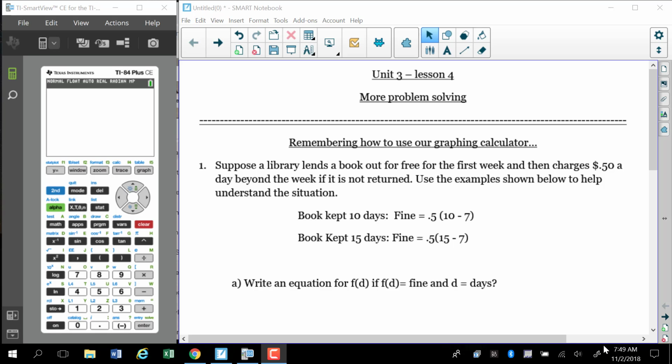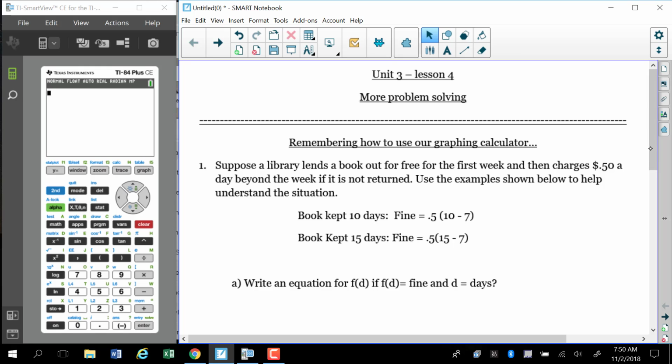All right, welcome to lesson 4 of this unit about patterns. This one we're just going to be looking at a couple word problems. So for this one, suppose the library lends a book out for free, charges 50 cents. This is the situation that we're looking at. And this would be an example of how to just kind of set up a problem right here.